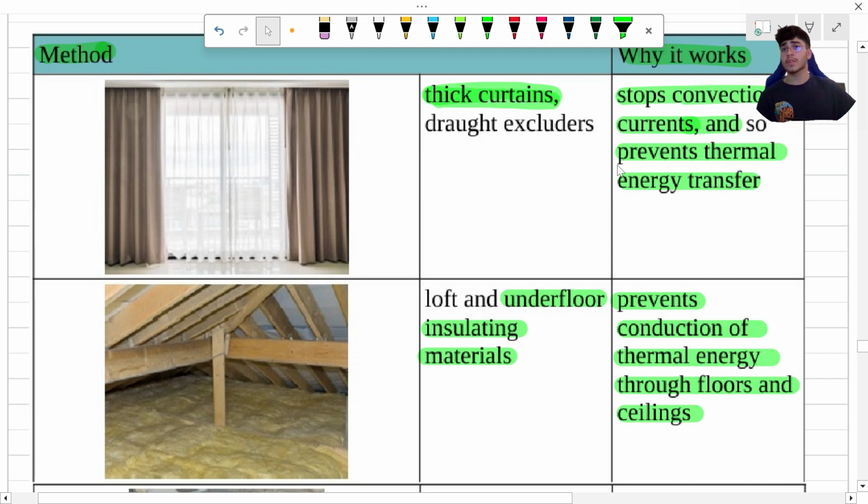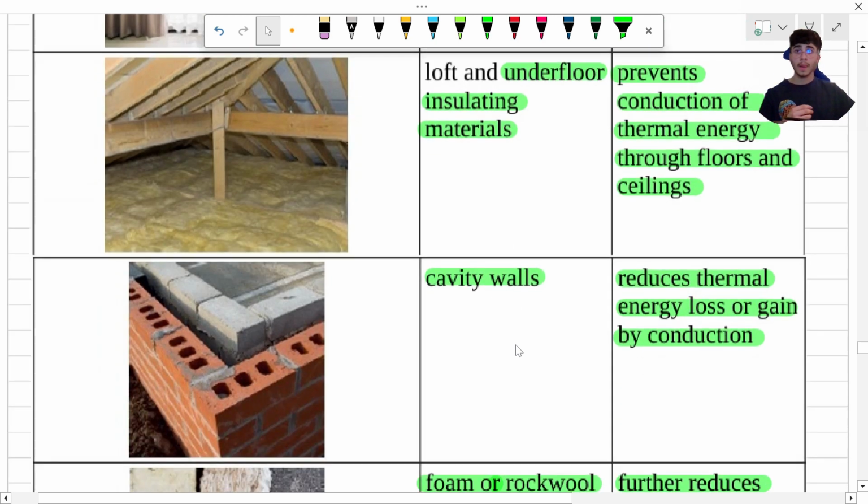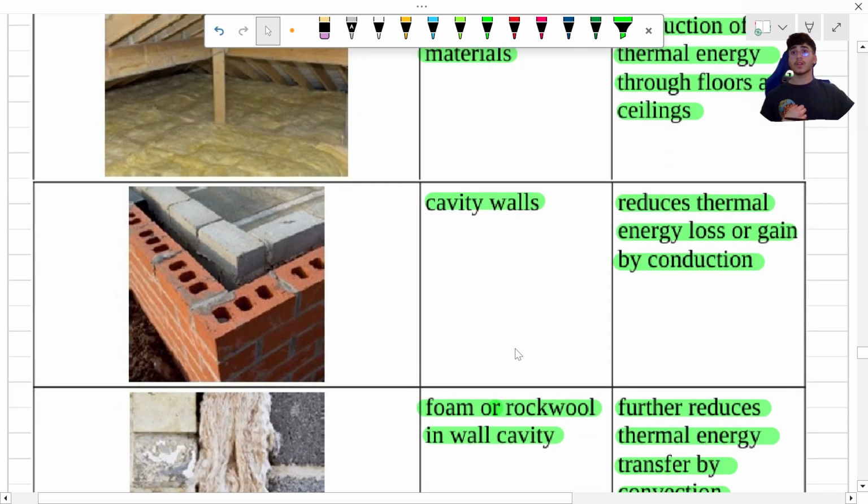So these are some quick and easy methods. Thick curtains stop convection currents and prevent thermal energy transfer. Underfloor insulating materials prevent conduction of thermal energy through the walls and the floors. Cavity walls are walls that are either double or triple layered. We have the wall, then we have some cavity put in between, then we have the other side of the wall.